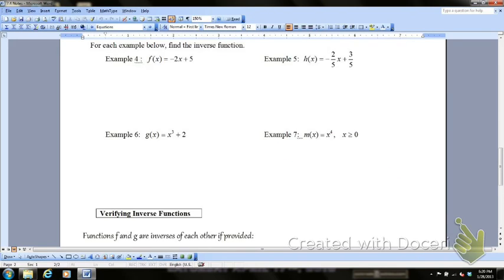Alright, so here are the 2 answers for examples 5 and 6 that you should have gotten working through them on your own. For the h of x function, h inverse of x should look like this: negative 5/2 x plus 3/2. And for example 6, g inverse of x is equal to the cube root of x minus 2. How did you do? Hopefully you did okay, and like I said, if you had any trouble, have folks go up to the board so you can see how to do these correctly.